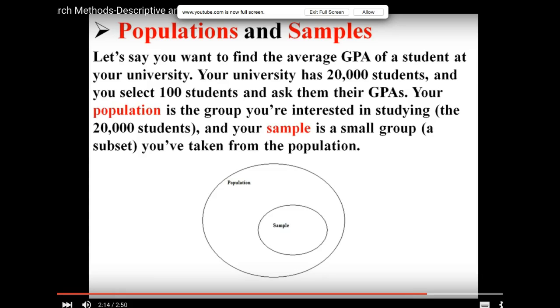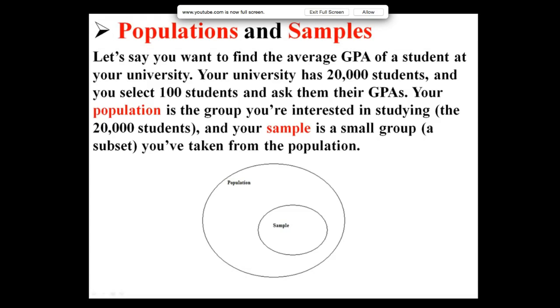Your university has 20,000 students, and you randomly select 100 of them and ask them what their GPA is. In this case, the group that you're interested in studying, your population, is that 20,000 students, and your sample is that smaller group of 100 students that you've taken from the population.